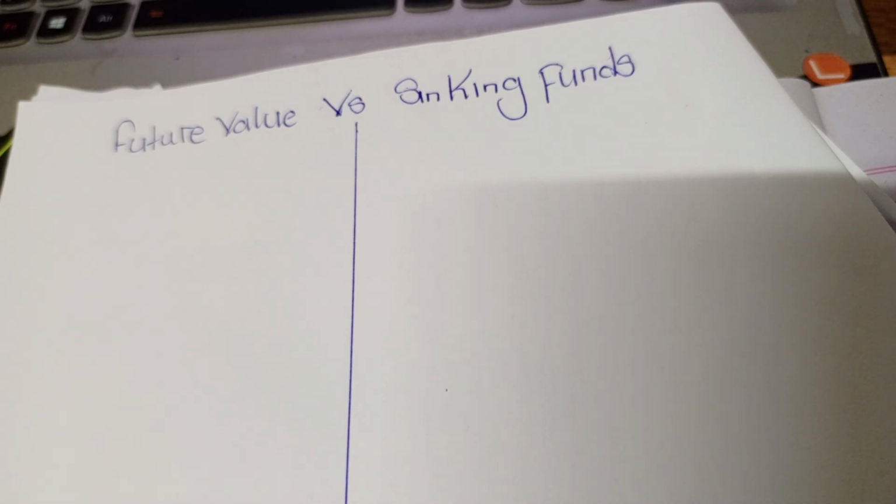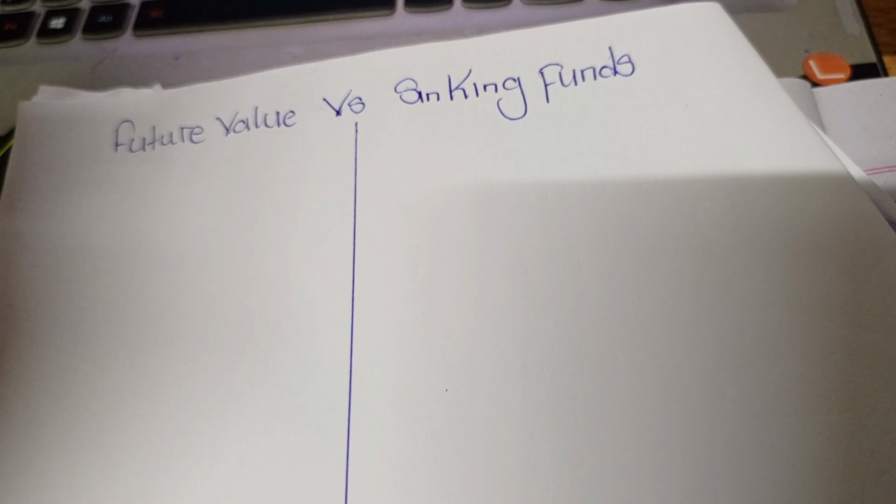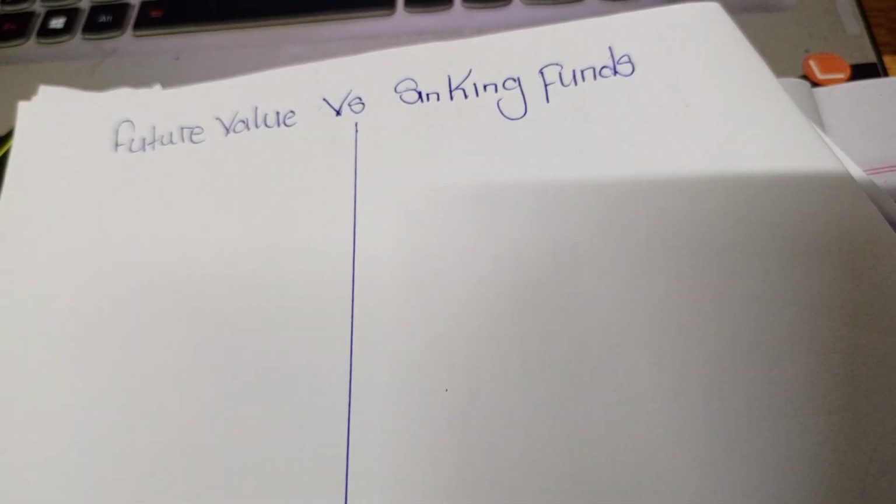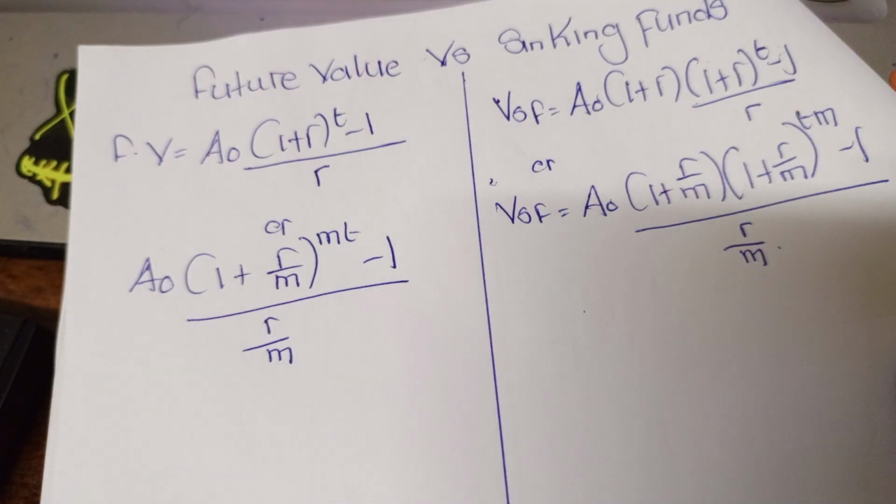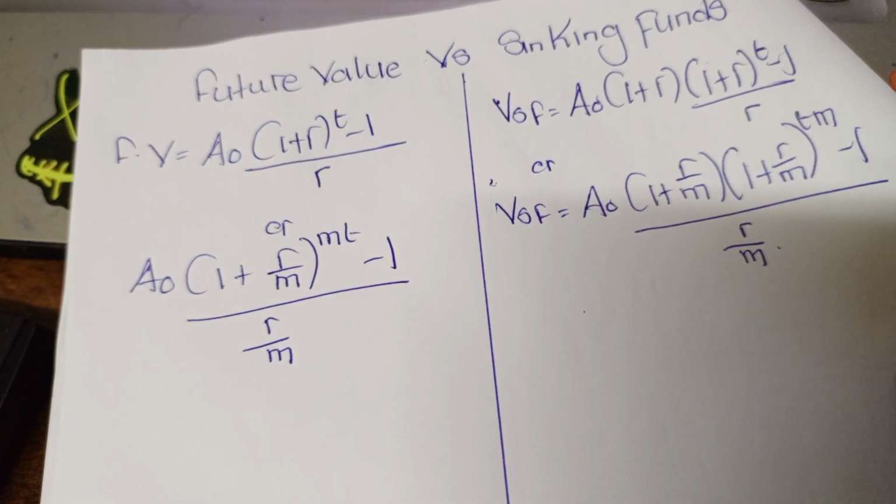So when we are dealing with these future value and sinking funds, we should know and understand the kind of formulas that are being used. So I will firstly write the formulas and display the examples so that we can solve them together. So these are the two formulas. This formula is for the future value and this formula is for the sinking fund.